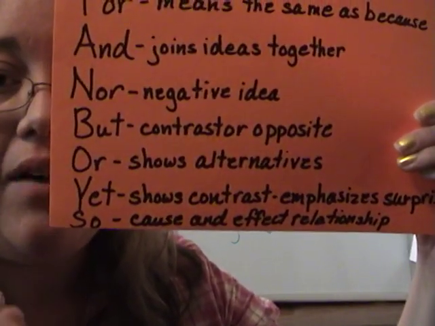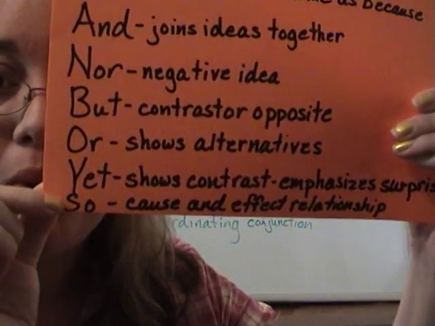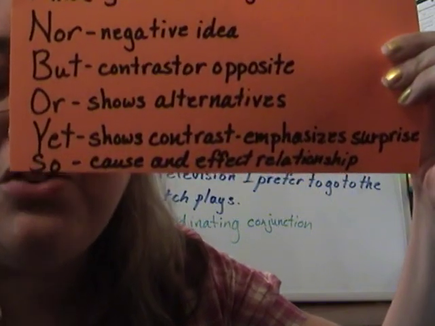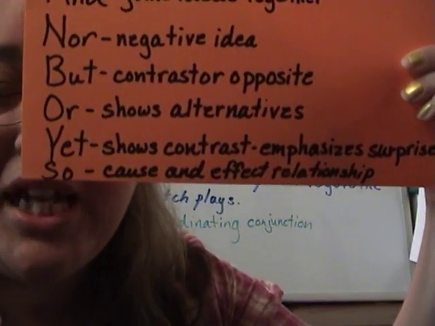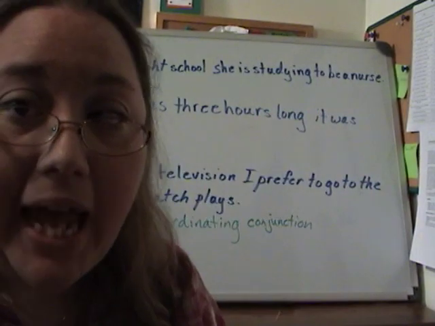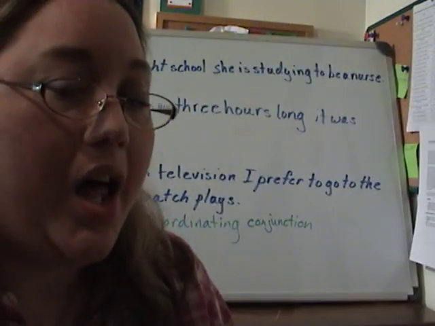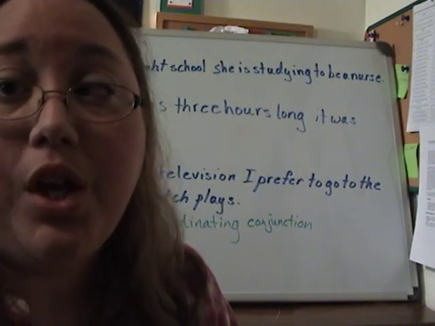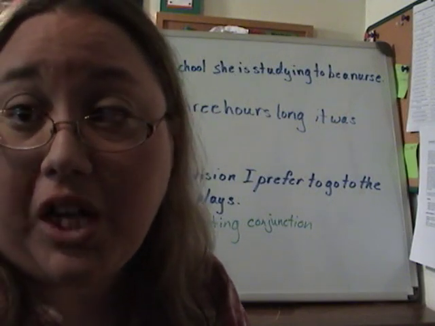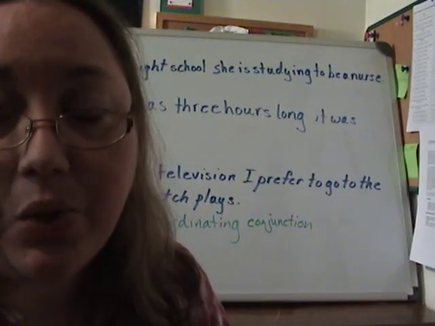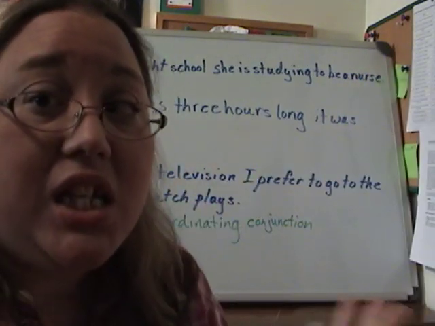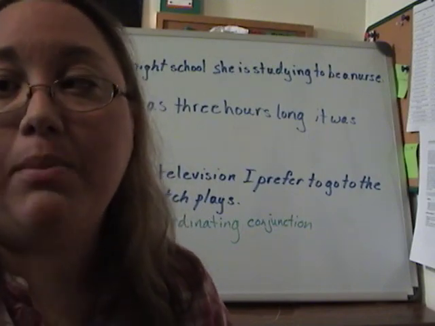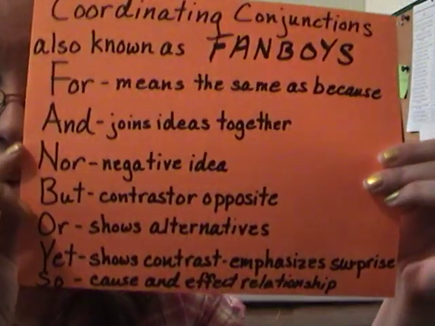The last of the fanboys, coordinating conjunctions, is the word so. Sorry, that's too small if you can't see it. But so is primarily used for cause and effect relationships. This is where you want to say, because this happened, this happened. My mom started going to school so she could get her master's degree. You know, because she did this, this is what's going to happen. It started to rain, so I got wet. Cause and effect. So we're using so to demonstrate those relationships of cause and effect.